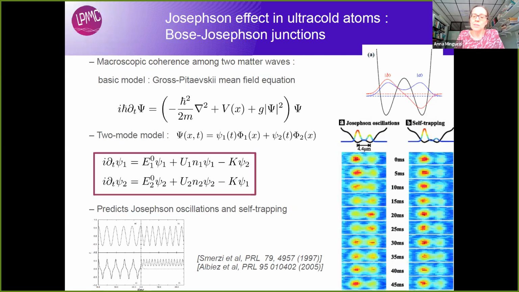the effect of interactions gives rise to various dynamical regimes. One is the one of the Josephson oscillations, where there is a population dynamics from one well to the other. And the second one is a self-trapping regime, where the particles tend to stay trapped in one of the two wells. And this was demonstrated experimentally in Markus Oberthaler's group also some time ago.